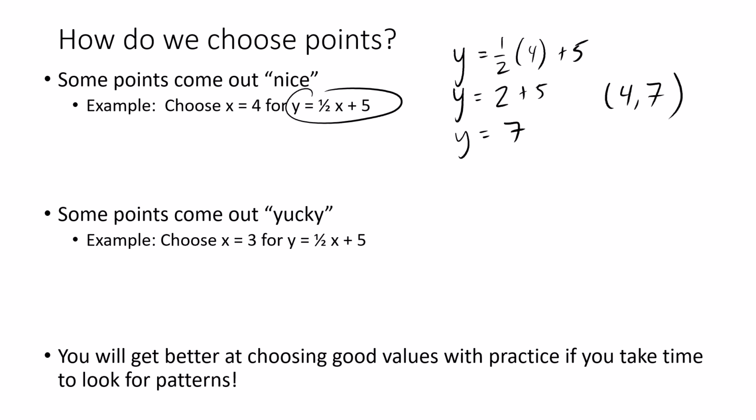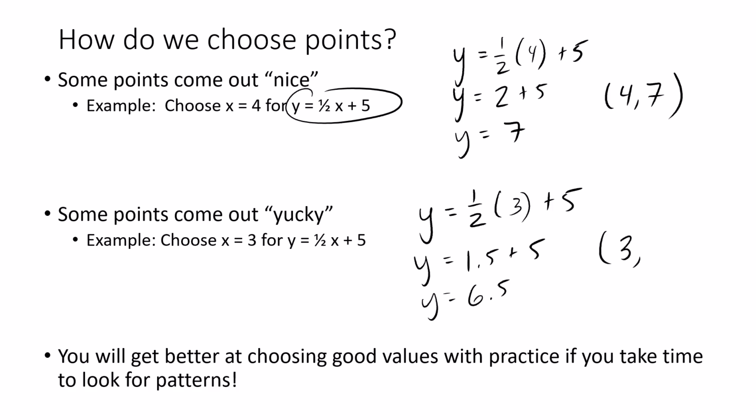And some points come out yucky. That's a very high-tech math vocabulary word there, yucky. And so if you were to pick 3 for that, then you realize, ooh, half of 3 is 1.5. And you might think, well, that's not that yucky. No, I mean, it's not that yucky, but it's also not the greatest. You'd have to estimate where the 6.5 is, and we'd like things to come out nicer.